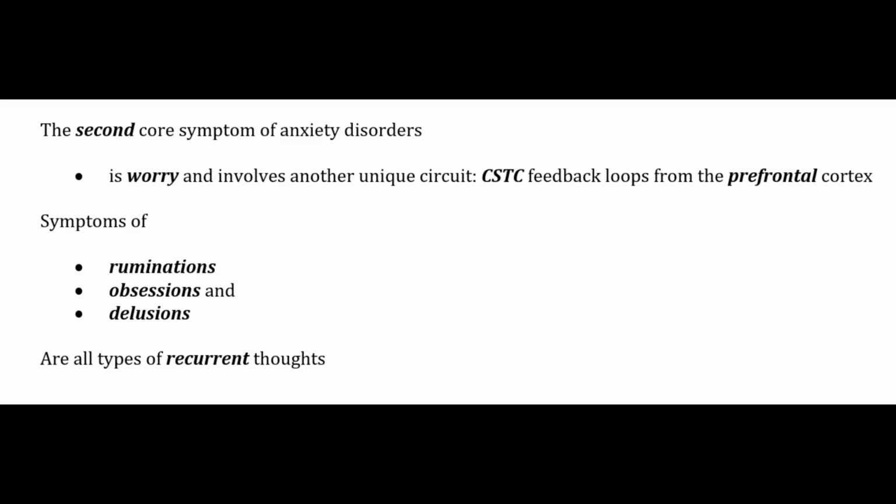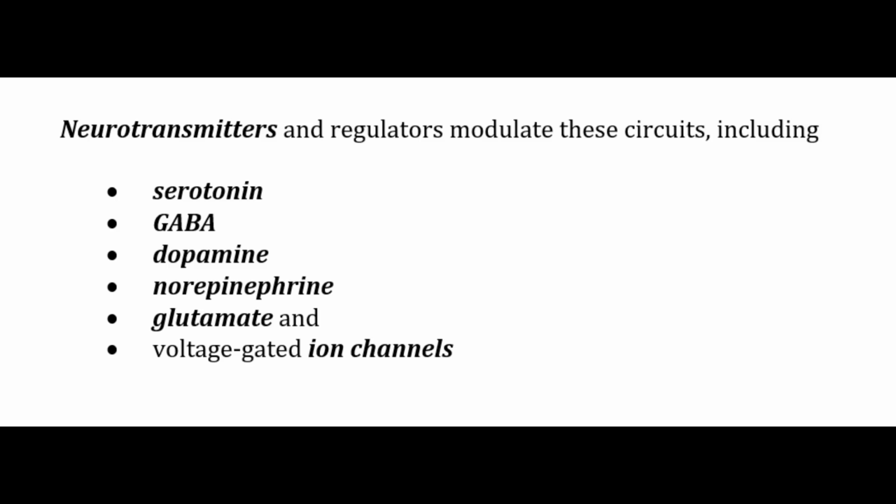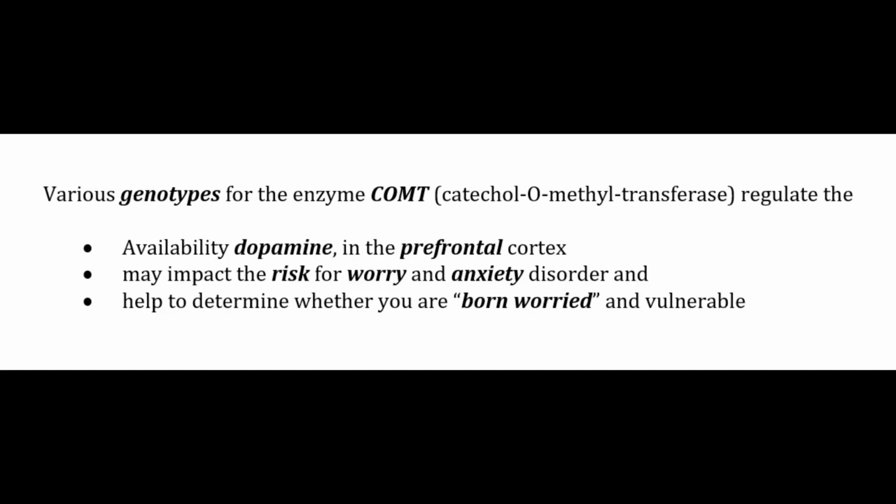CSTC loops and the neurobiology of worry. Dopamine and born worried. The second core symptom of anxiety disorder is worry and involves another unique circuit, CSTC feedback loops from prefrontal cortex. Symptoms of rumination, obsessions, and delusions are all types of recurrent thoughts. Neurotransmitters that regulate these circuits include serotonin, GABA, dopamine, norepinephrine, glutamate, and voltage-gated ion channels. Various genotypes of the enzyme COMT regulate the availability of dopamine in the prefrontal cortex and may impact the risk of worry and anxiety disorder and help to determine whether you are born worried.